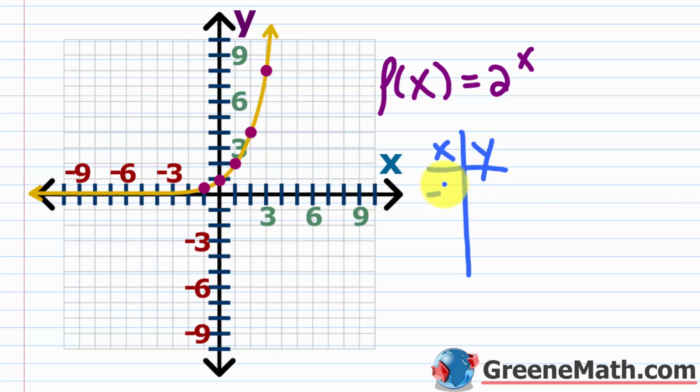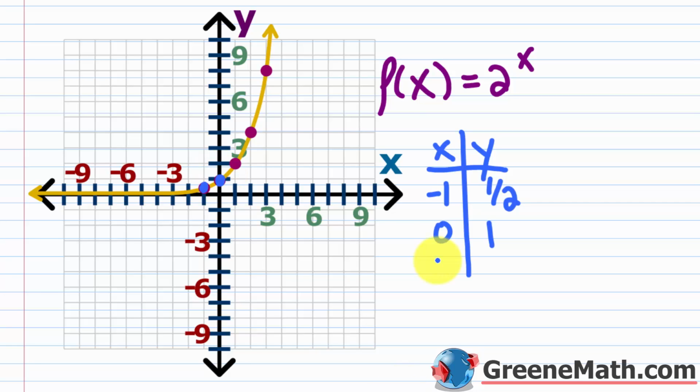So you know those 3 points already. You know that there's -1, comma, you're going to have 1 over the base. The base is 2, so 1/2. So that's a point, and we can go ahead and plot that. So -1 for the x and then 1/2 for the y. And then you know you have 0 and then 1, right? If I raise 2 to the power of 0, I get 1.